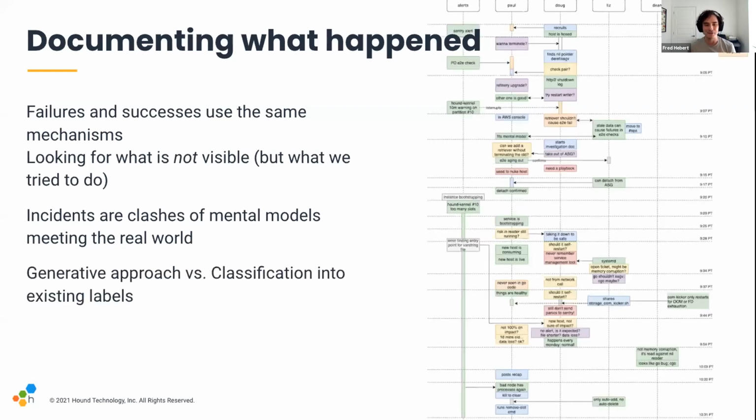And so in documenting what happened, one of the things I find is key is having a generative approach rather than classification into existing labels. One of the ways that we deal with complexity as people is that we invent categories and we assign them and we wedge all kinds of facts and information into them. But there's a loss of definition in doing that. And this is the sort of map that I create with some of the incidents that we find extremely interesting, that there's something happening there.